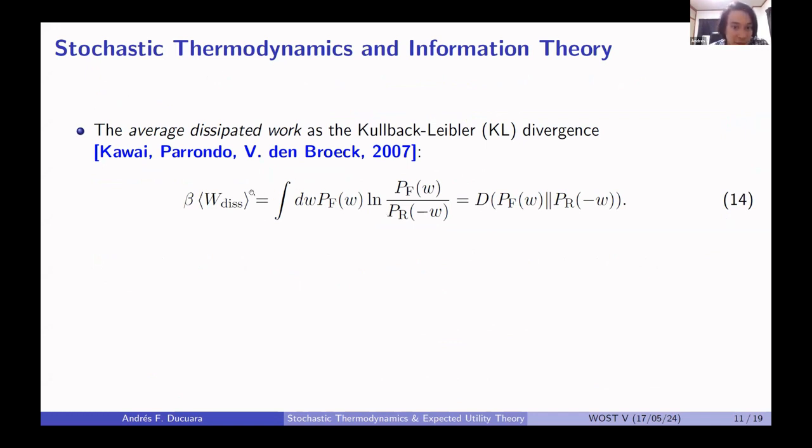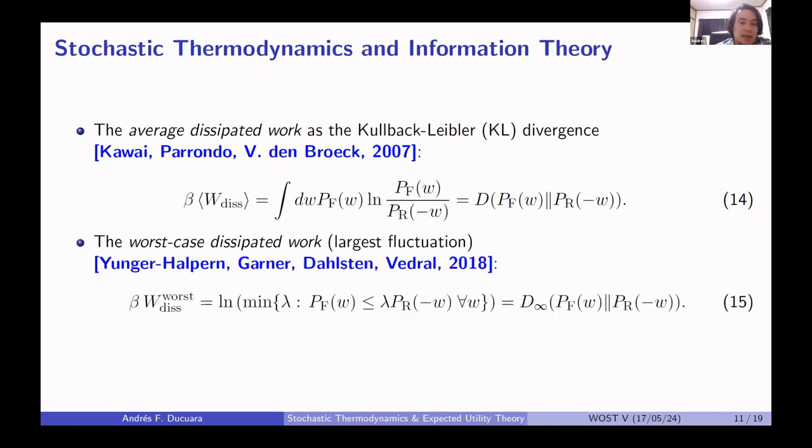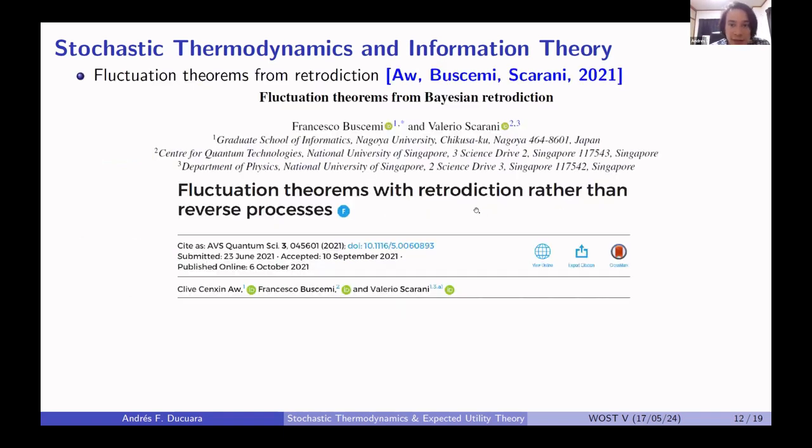So using the Crooks fluctuation theorem, we can see that the average dissipated work is given exactly by the Kullback-Leibler divergence. This is very pretty because it is connecting something in the realm of thermodynamics to something in the realm of information theory. So this is very appealing. And similarly, later on, it was found that it is possible to define another notion of work. They call this the worst-case dissipated work, which can also be related to another divergence, in this case, the one that lies at plus infinity.